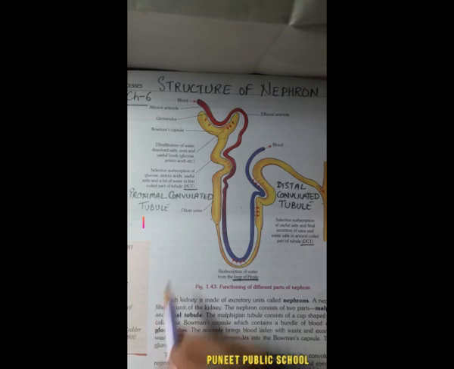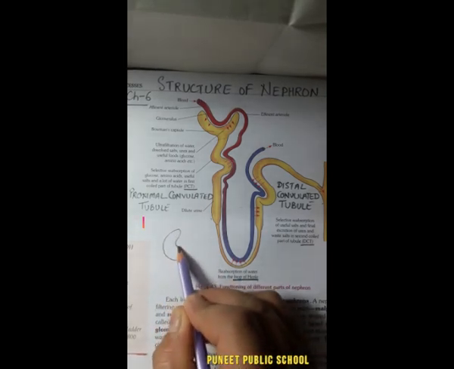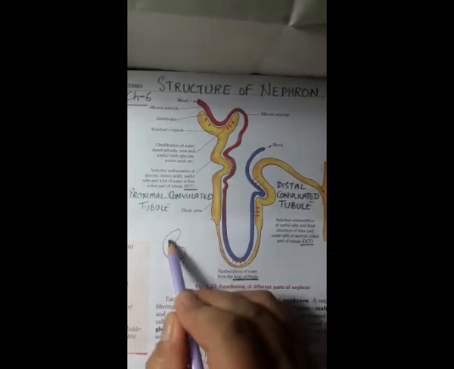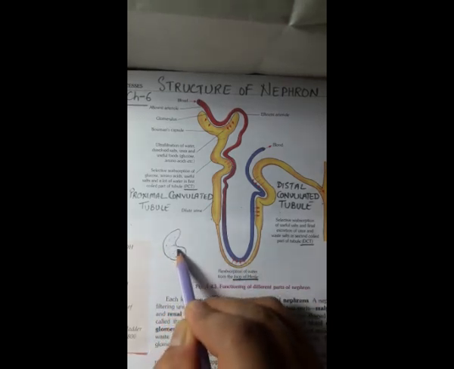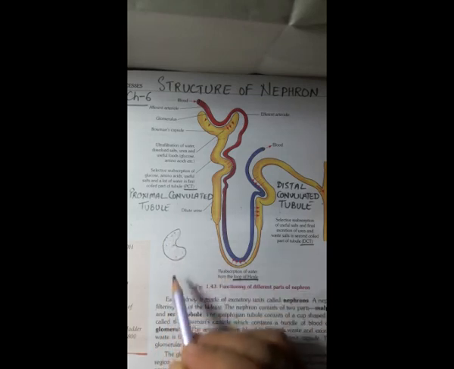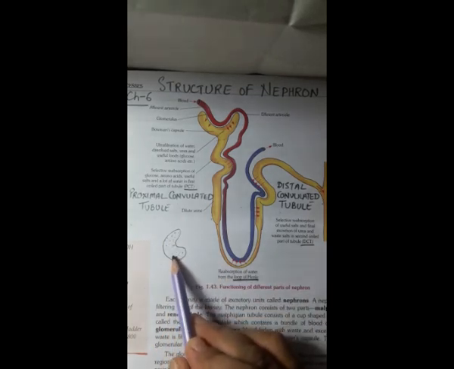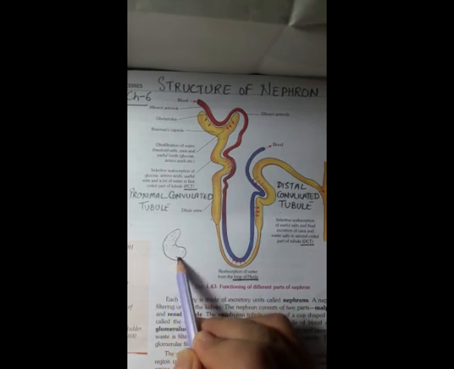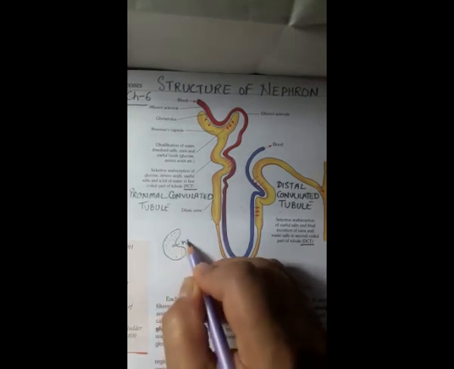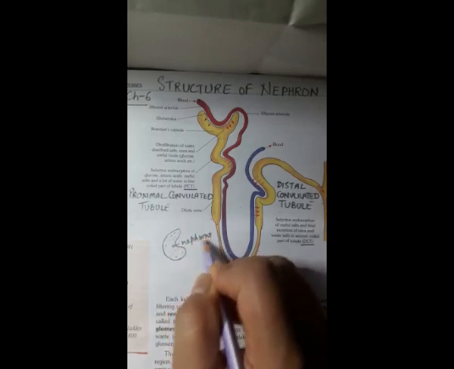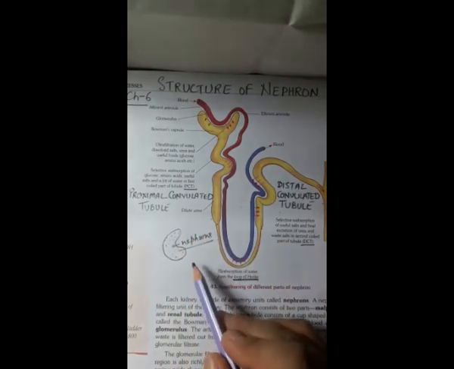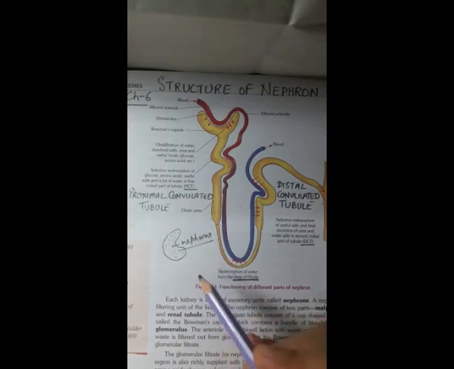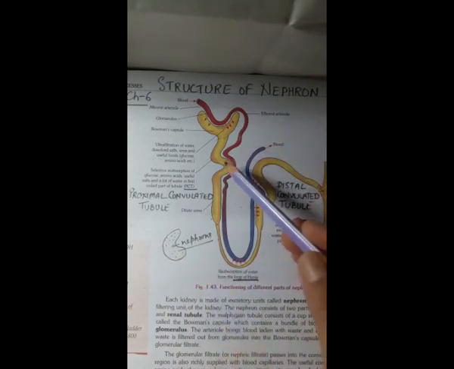You know, inside the kidney there are so many microscopic functional units present. Inside the kidney, all the filtration of the blood is done with the help of these tiny microscopic structures called nephrons. So in today's class we are going to discuss what is the structure of nephron and how these nephrons work.